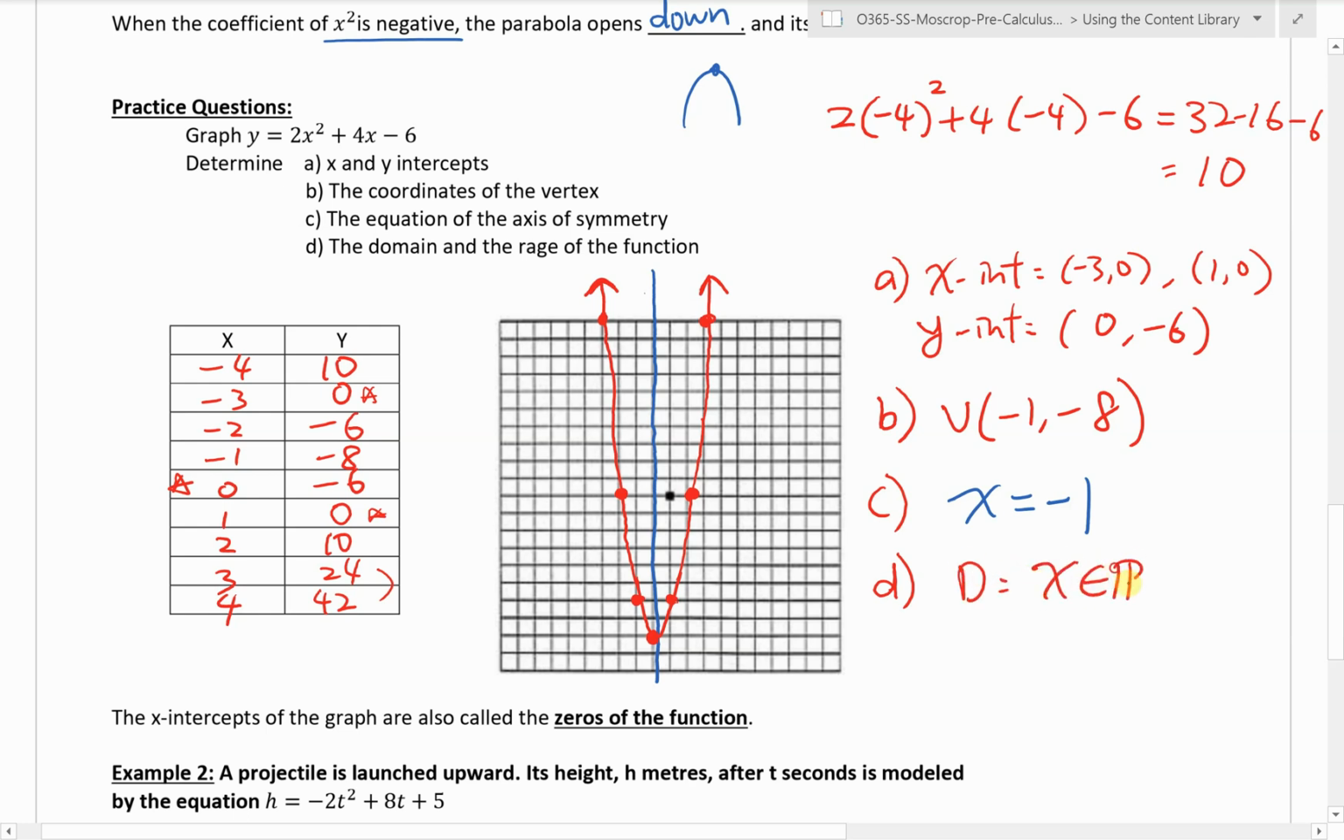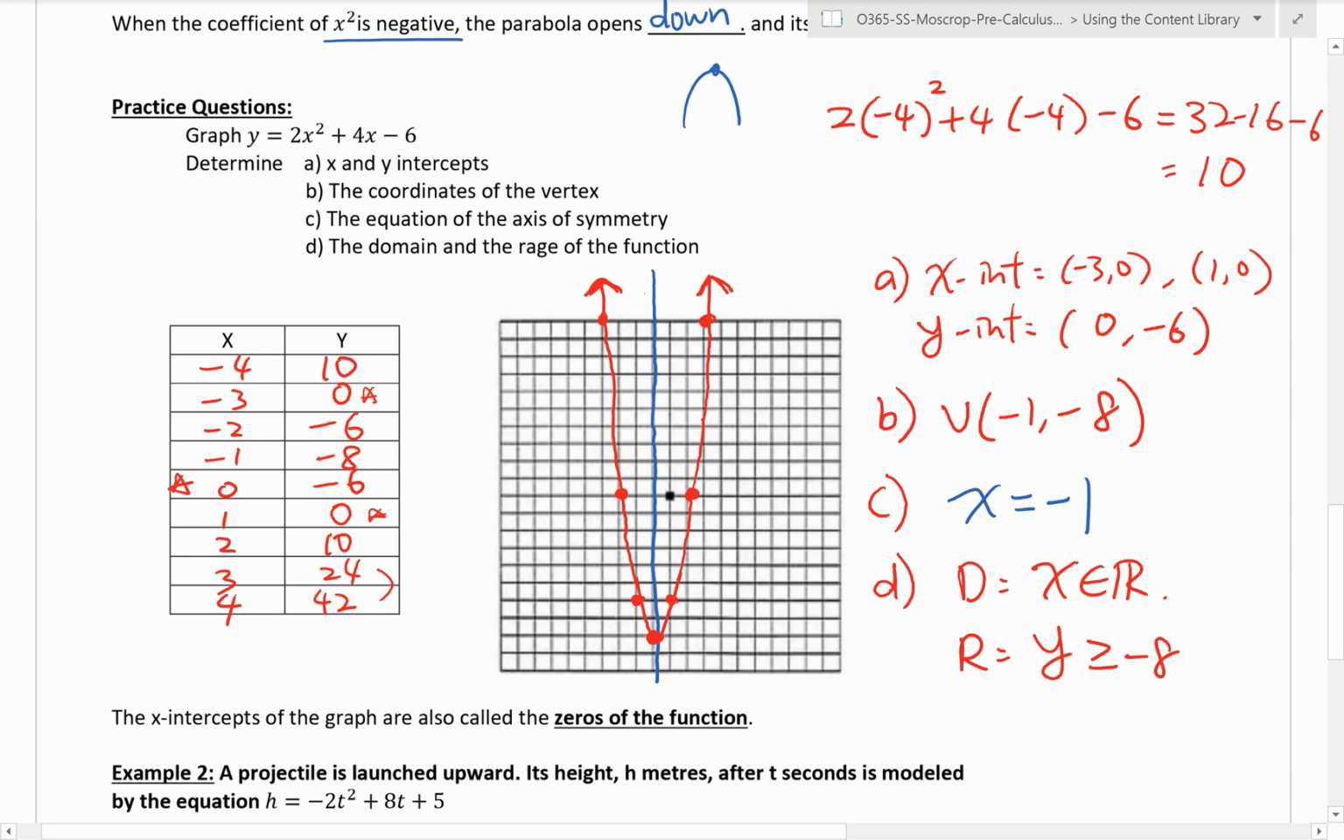As for the range, again, from these two arrows, it's telling me that it's going to keep going up to the left. It's going to keep going up to the right. So it's only going to go up. It's not going to come down anymore. So we do have a minimum because this graph opens upwards, right? So this is the minimum. Therefore, all the y values have to be greater than or equal to that particular y value, which is negative 8. Okay, so that is our range.